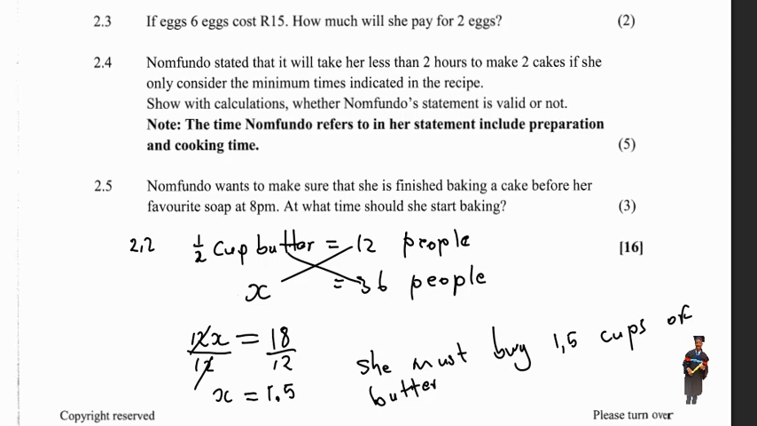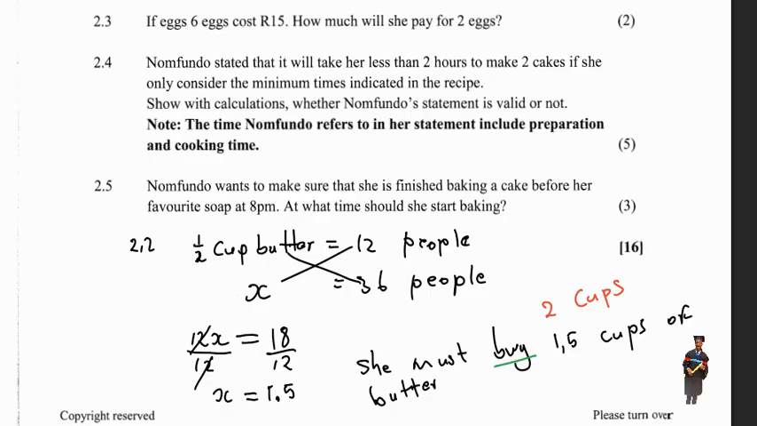Okay, let's think about it. Now we are not talking about using 1.5 cups of butter. We are talking about buying a number of cups. You can't buy 1.5 cups. You can't buy 1.5 cups. It's either you buy 1 cup or you buy 2 cups. You can't have the number of cups as a decimal number. So I think we should round this number up. She must buy 2 cups. Okay, that is actually 2 cups.